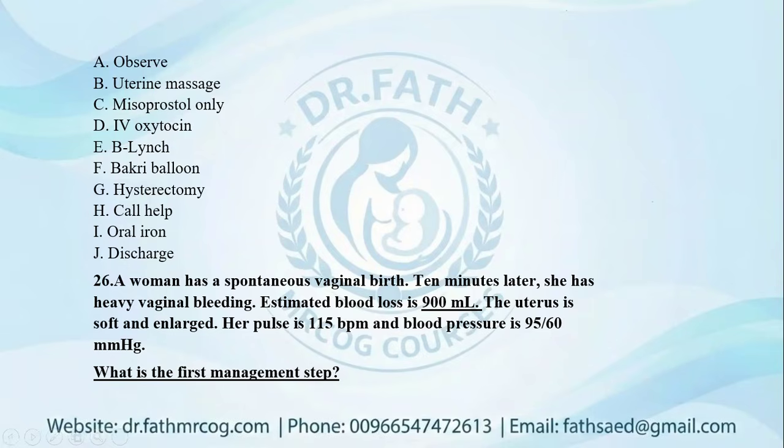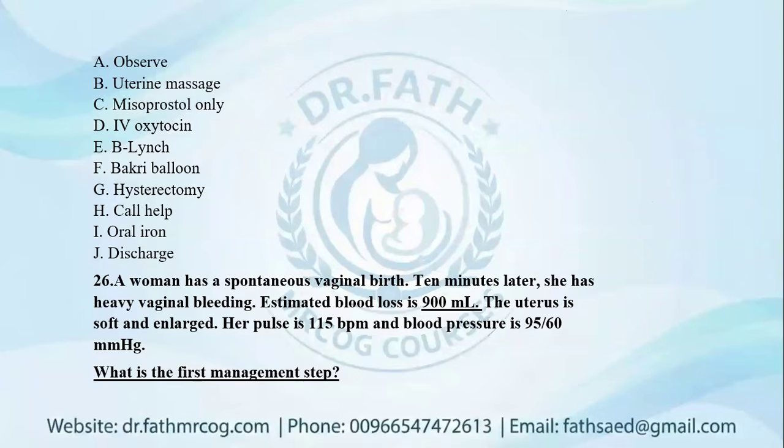A woman has spontaneous vaginal birth. Ten minutes later, she has heavy vaginal bleeding. Estimated blood loss is 900 ml. The uterus is soft and enlarged. Her pulse is 115 beats per minute and BP is 95 by 60 millimeters of mercury. What is the first management step?